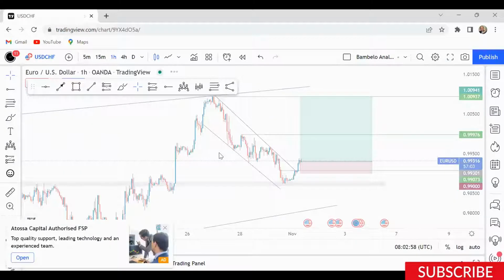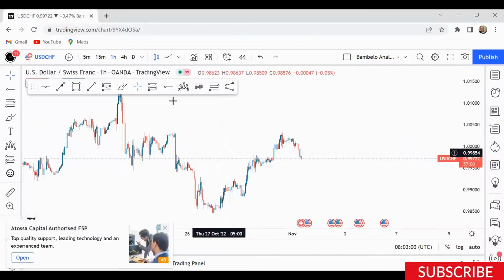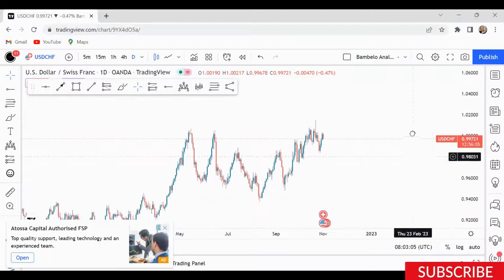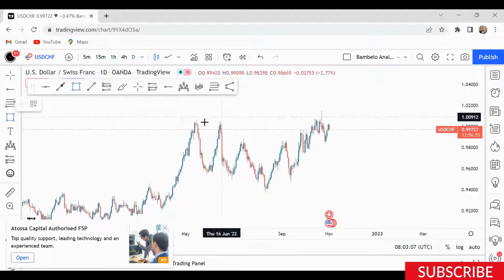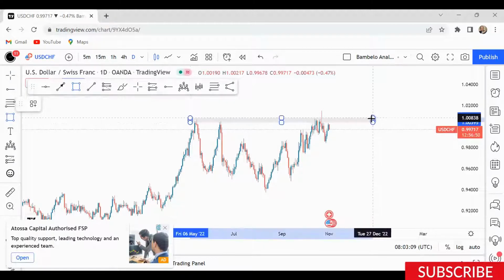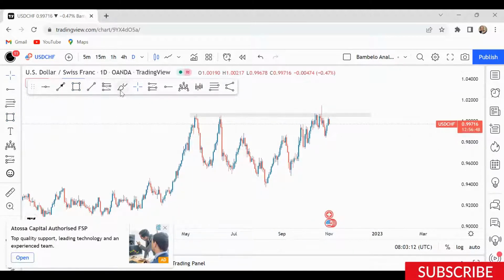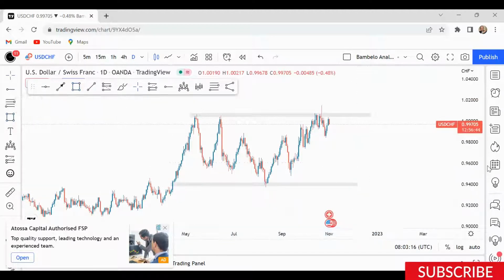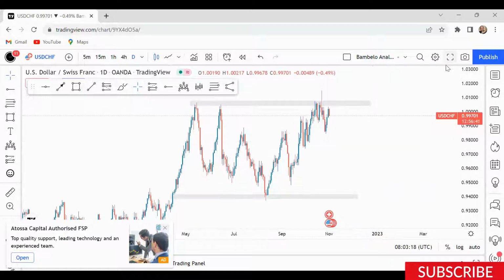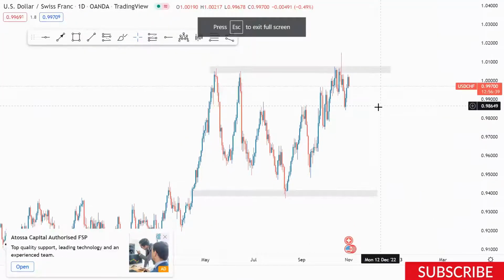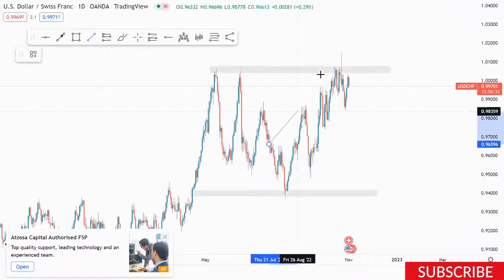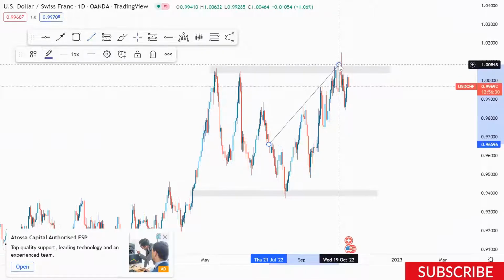So let's see, guys. All right, so let's start on the daily time frame. On the daily time frame, guys, you would also remember the structure from the previous analysis. You can see that we are currently at a resistance, and then we also have the support level. So in other words, USD Swiss is currently consolidating. It's failing to break above that resistance, so we have those touches at the top.